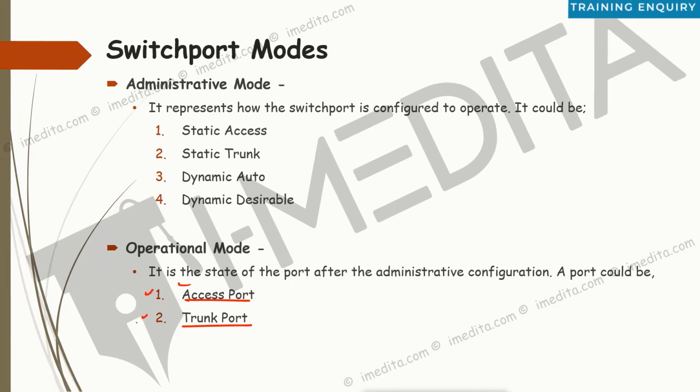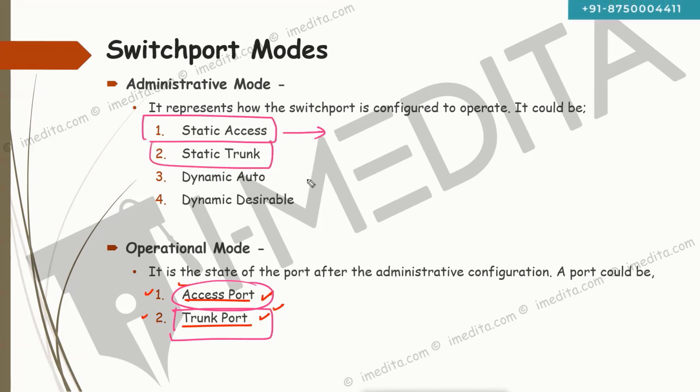But when we talk about how the network administrator has configured the port to operate as an access port or a trunk port, that is what we call the administrative mode. A port can be configured to operate as an access port or as a trunk port by doing the configuration manually. Static access, static trunk means we have manually configured the port to operate as an access port or a trunk port.